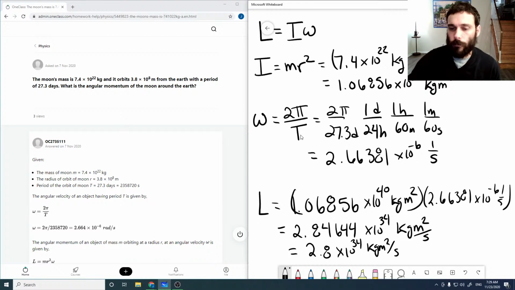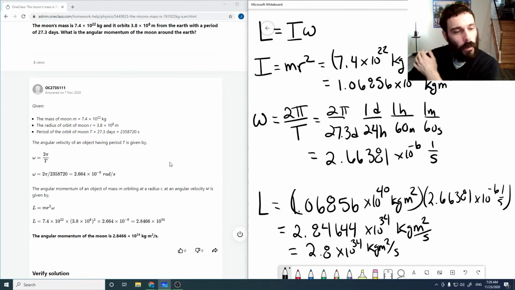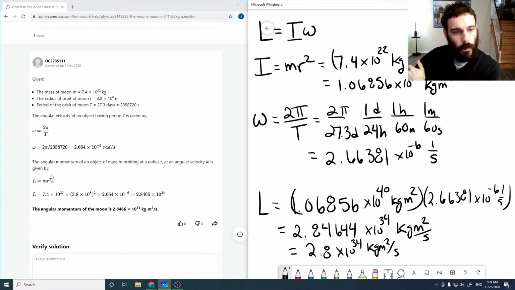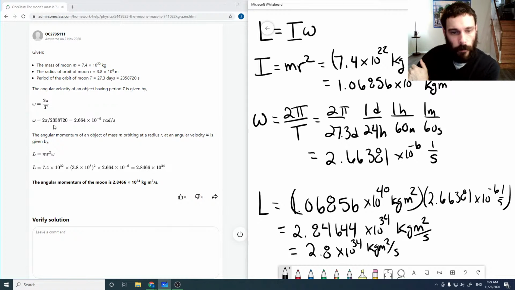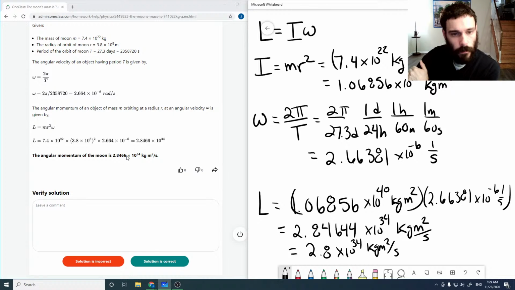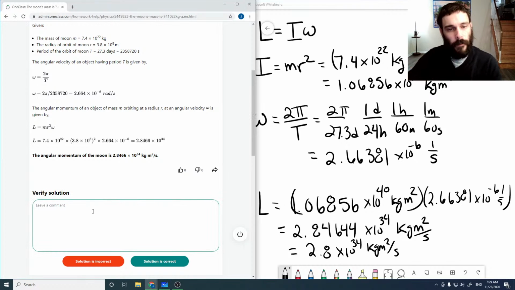Okay. So looking at the solution given, it expanded the moment of inertia instead of using it directly, but that's fine. 2.84, that seems like there's a very last digit difference, but that's fine. So I'd say the solution is correct.